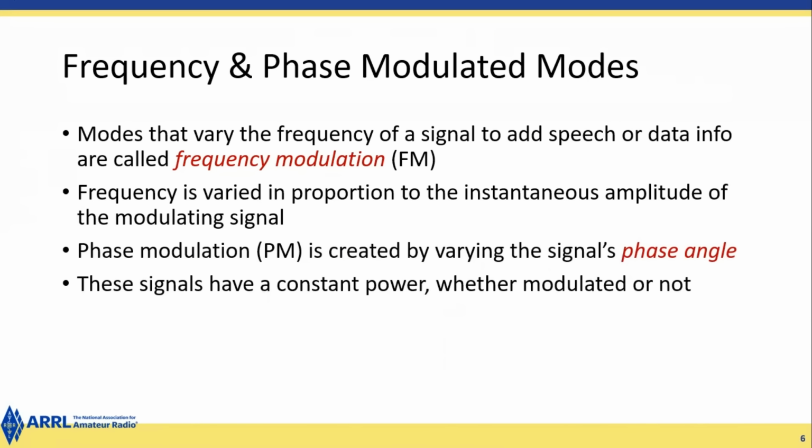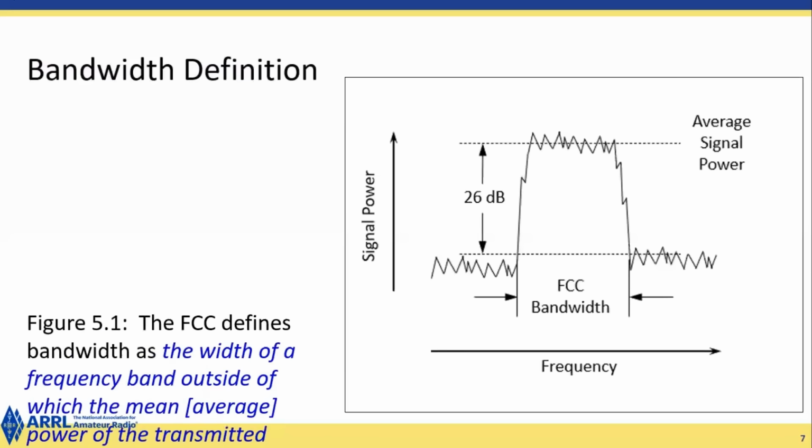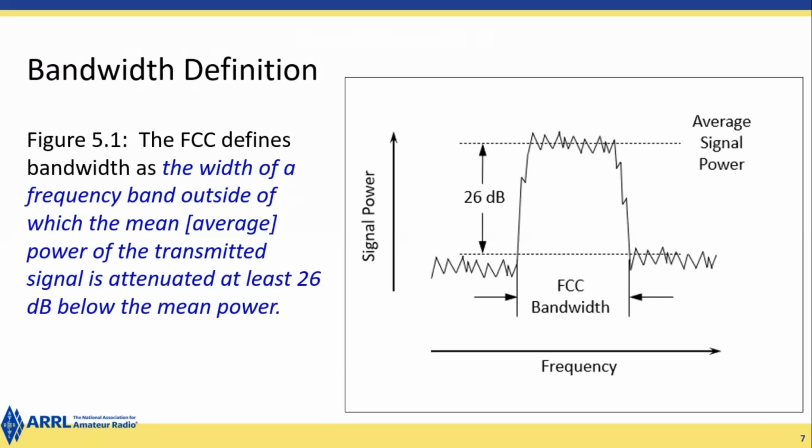These signals have a constant power whether modulated or not. So AM and PM signals, again, have constant power whether they're modulated or not. The FCC defines bandwidth as the width of a frequency band outside of which the mean average power of the transmitted signal is at least 26 dB below the mean power. So what does that mean?